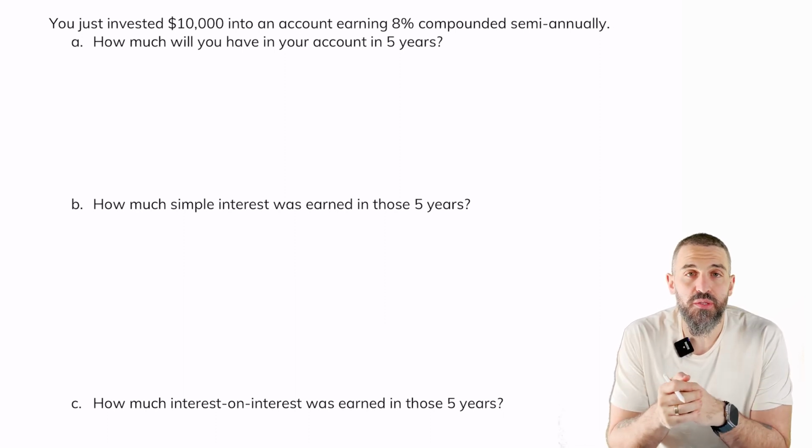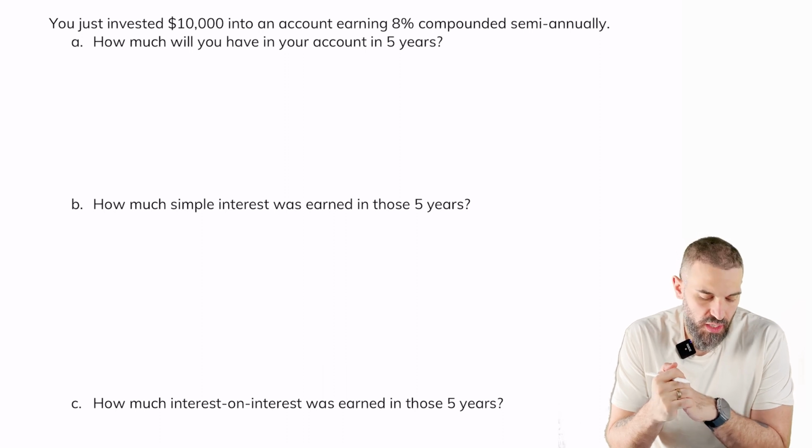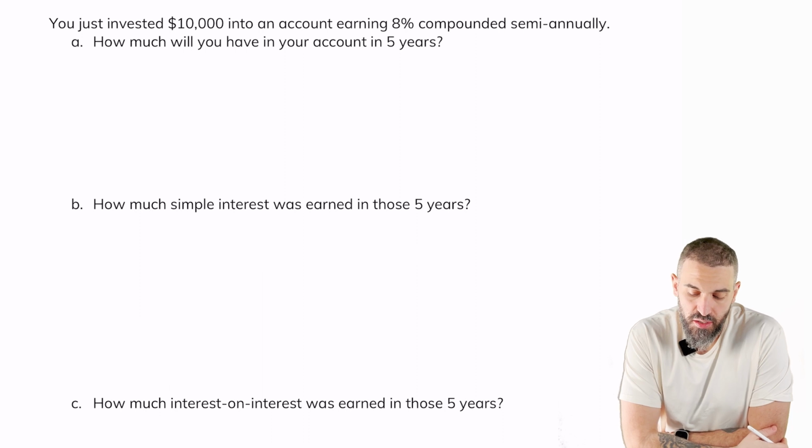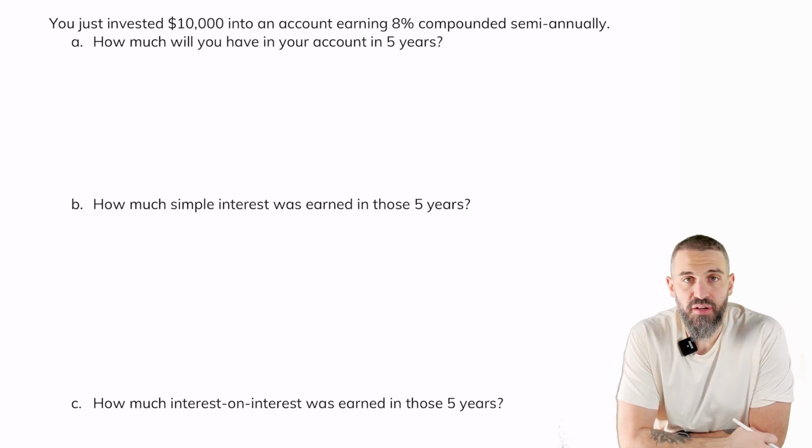So in today's video, we're going to be solving this four-part problem where it says you just invested $10,000 into an account earning 8% compounded semi-annually. Now the first question is, how much will you have in your account in 5 years? So this is a basic future value of a lump sum.